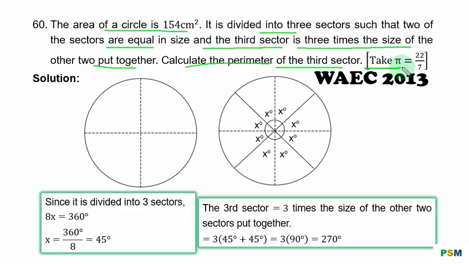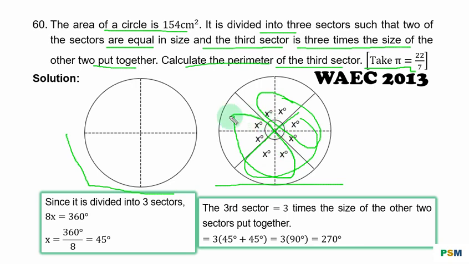Take pi equal to 22/7. Solution. In order to divide the circle into 3 sectors, we have 4 sectors. In order to have 3 sectors, we divide again and we have it in this form. So this is one sector, another sector, and the third sector. Each angle of the sub-sector is S degrees.